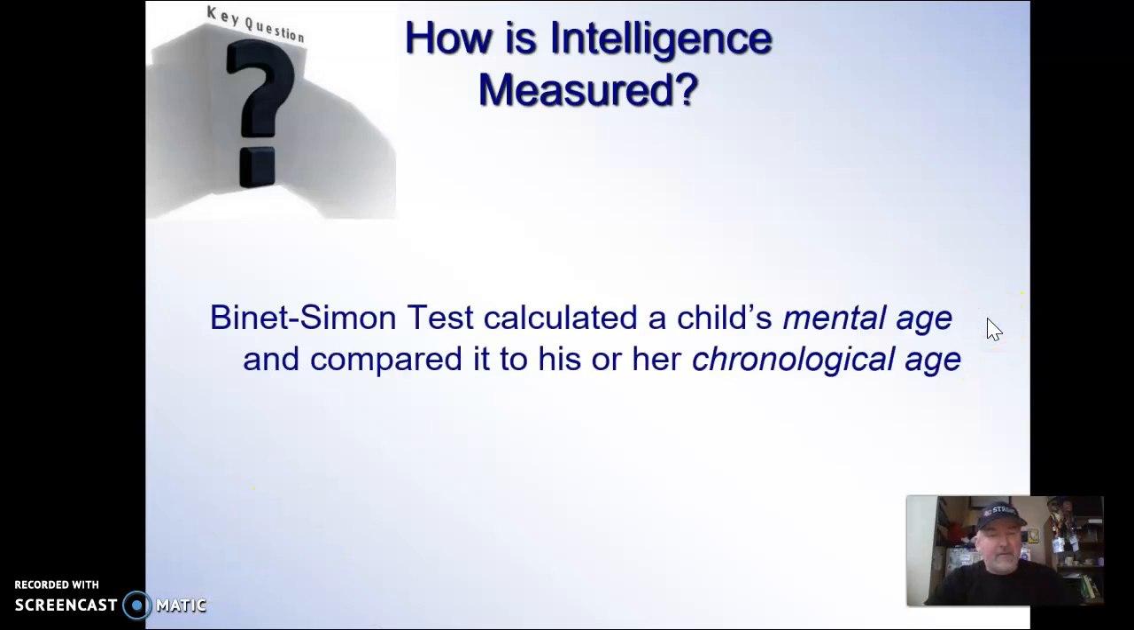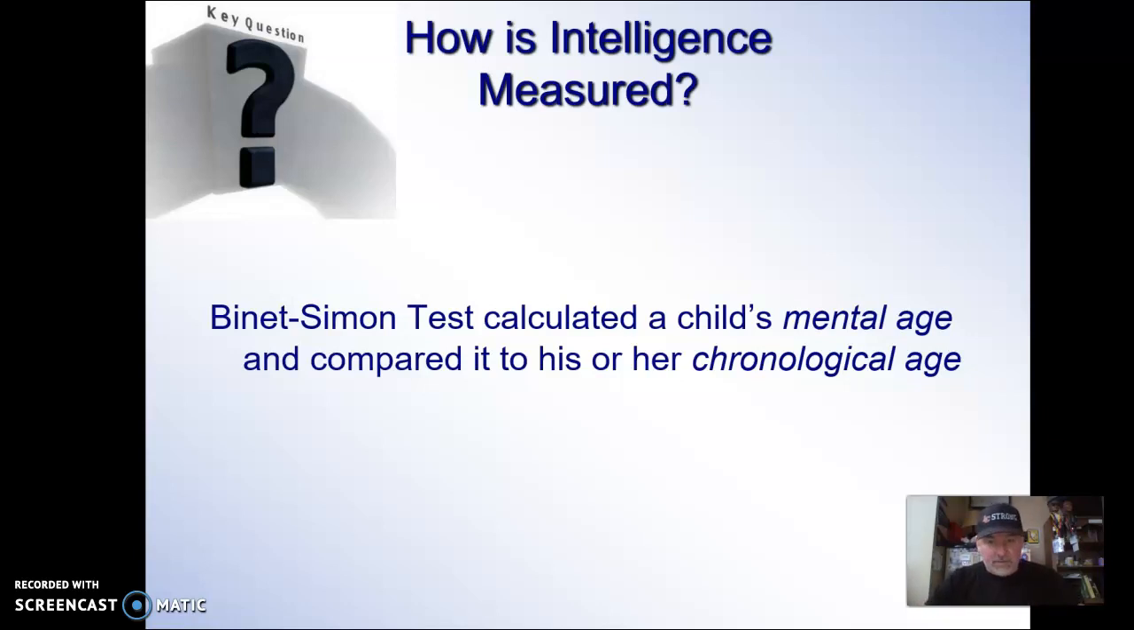There's a man in France named Binet, and he created a test. One of the things that was happening is in France, they were starting to educate everybody, and they wanted to figure out what kids needed extra help. How are they going to figure this out? So they created a test, and then they gave everybody an intelligence quotient.